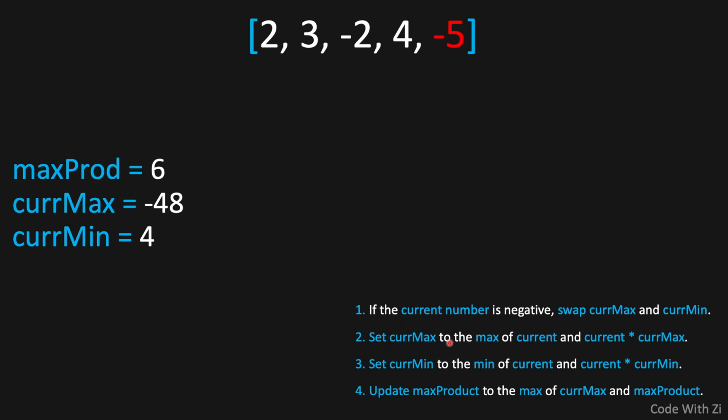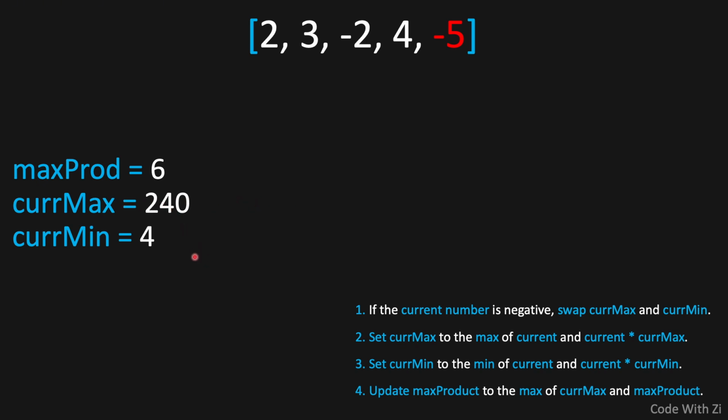So the second rule says we have to find the maximum value between current and current multiplied by the current max. Well, that's going to give us -5, which is our current number, or -5 multiplied by -48. And once we do this, we get 240, and the maximum value is going to be 240. That's why we have to swap the values each time, because the negatives always flip the values. So we have to make sure that we swap our values each time we have a negative, so we have these correct calculations that we just had here.